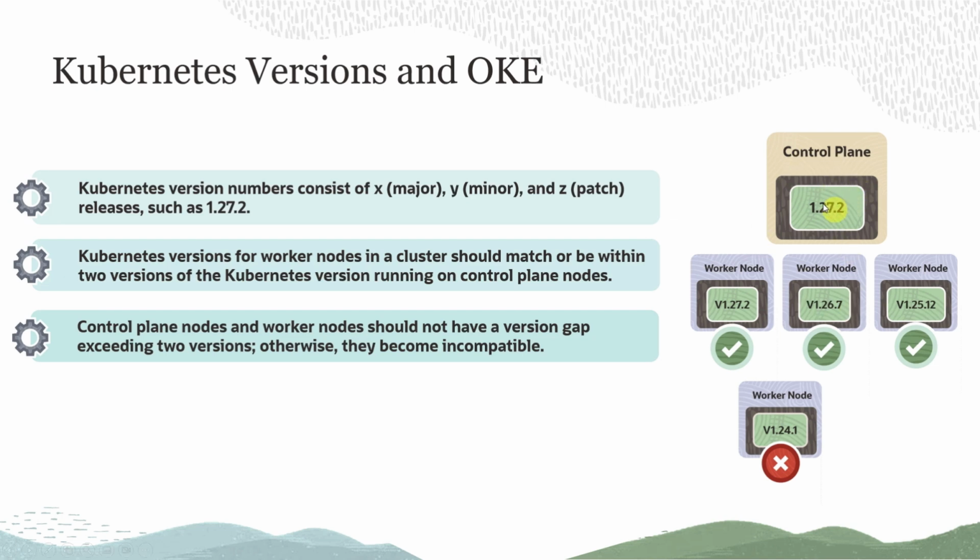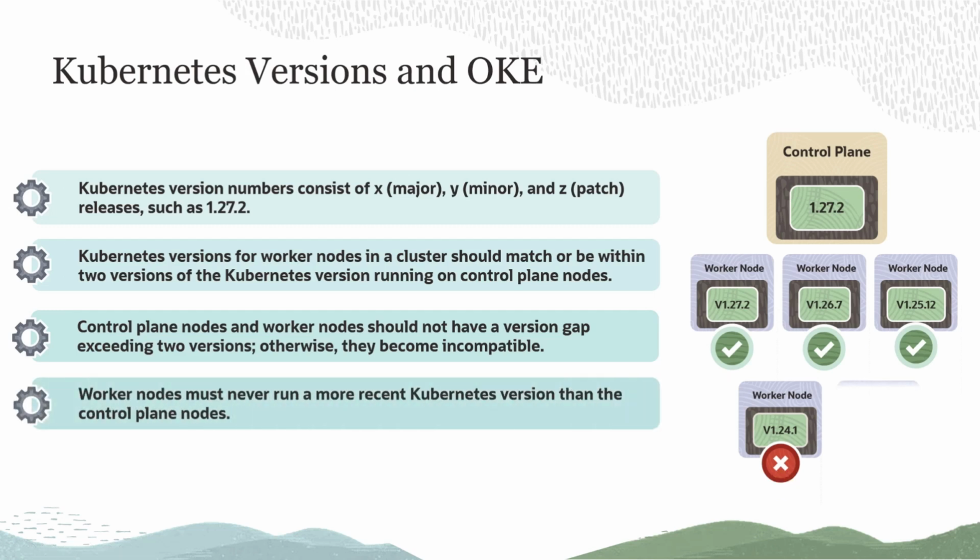As shown in the graphics, if the control plane node is running on version 1.27.2 and the worker nodes are running on version 1.27, which is similar to the one running on the control plane, or 2 versions behind, which is 1.26 and 1.25, they are compatible. But if the gap increases by 2, as shown in the graphics here, where the version of the worker node is 1.24.1, in this case, they become incompatible.